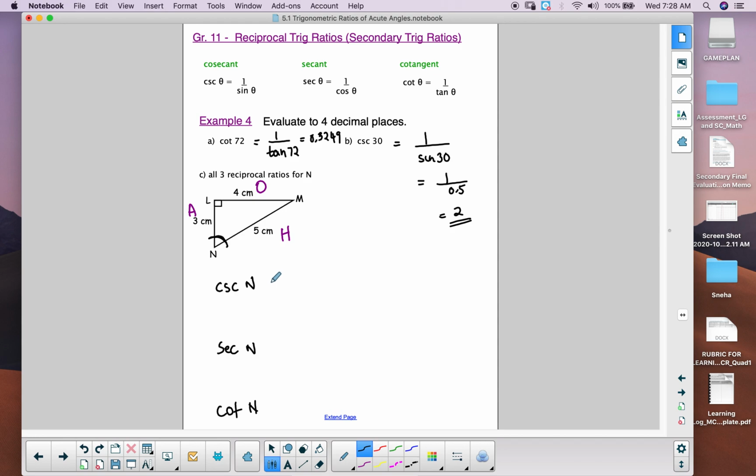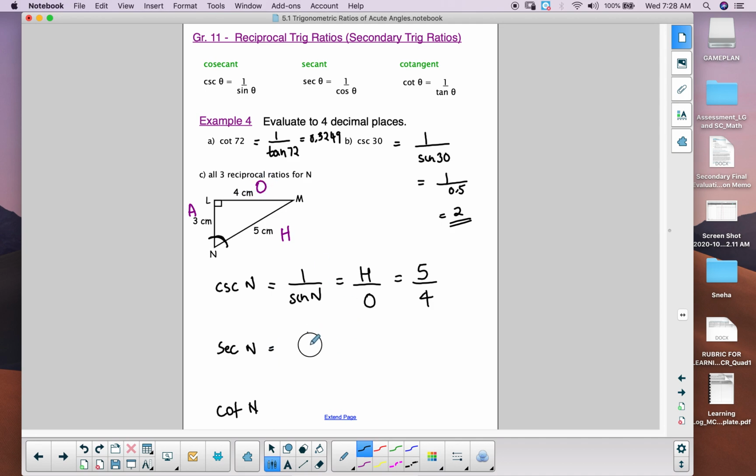So since cosecant n is the reciprocal of the sine of n, and sine of n is opposite over hypotenuse, it means that the cosecant is hypotenuse over opposite, which is the reciprocal of sine. So it is the ratio of 5 over 4, because hypotenuse is 5 and the opposite side's length is 4.